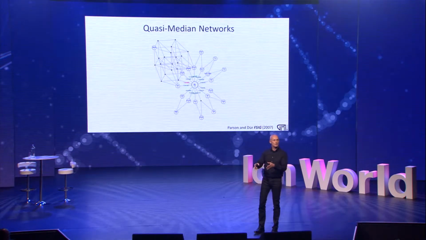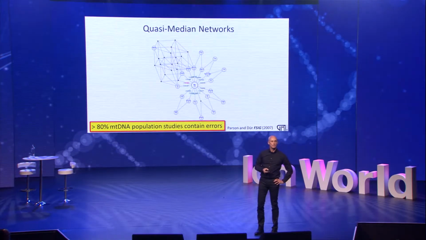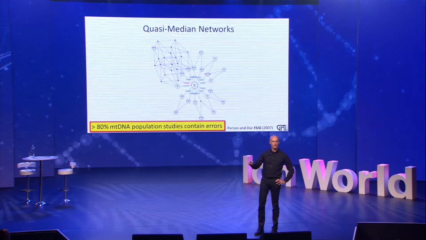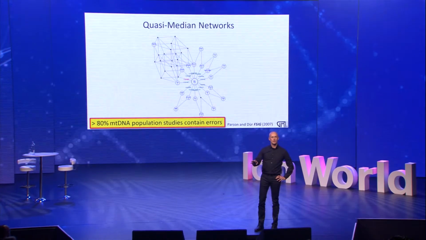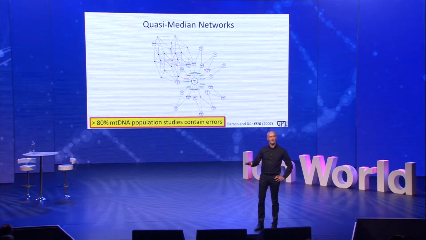Now, you can use this tool and look at all the published data in the literature, and you find that more than 80% of the population studies published in medical genetics, population genetics, and forensic genetics contain errors. It stopped in forensic genetics in 2010 when we started to apply the rule, because those papers cannot be submitted to the journals anymore. But if you look into Science and Nature, we sometimes find error rates up to 100%, which means every single sequence that is published there is wrong.